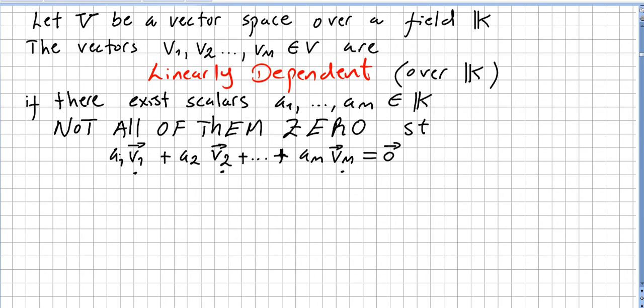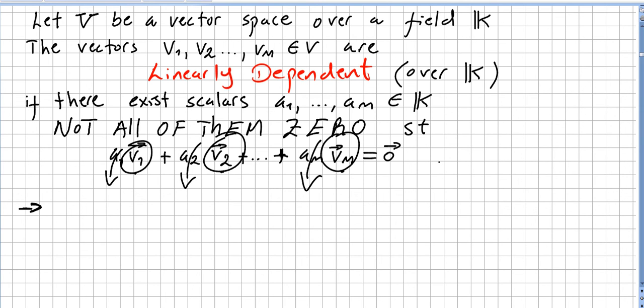So if any of these scalars is not 0, you do this and you get 0, so you know that these vectors are linearly dependent. Or otherwise you can say that the vectors are linearly independent over the field, of course, or simply independent, if this doesn't happen.